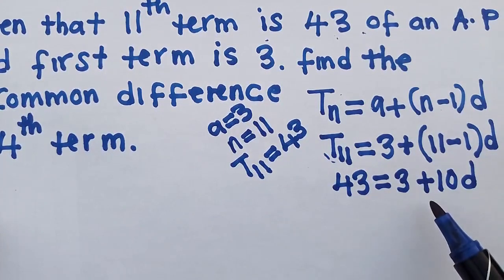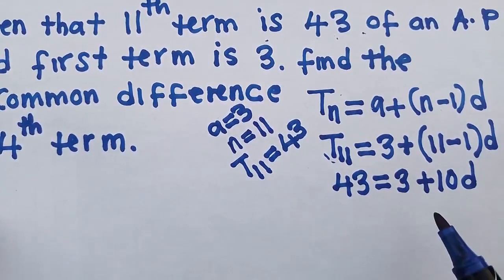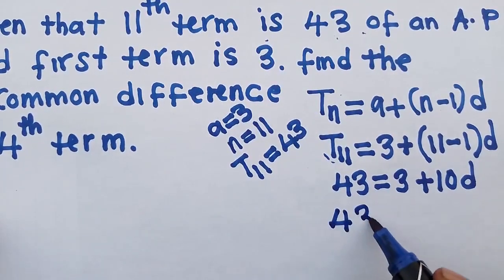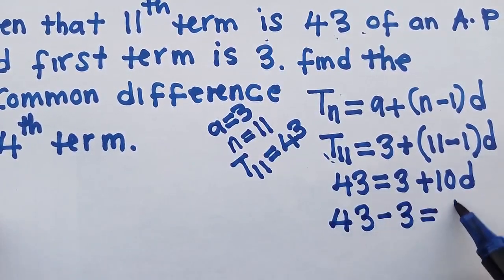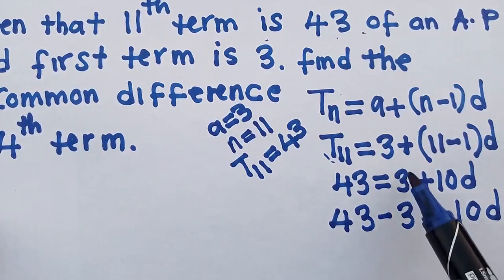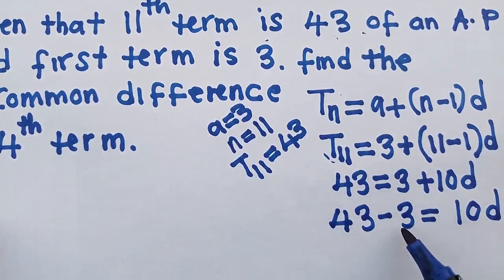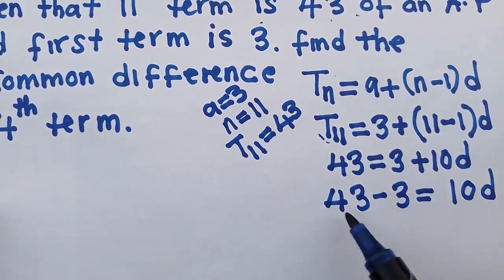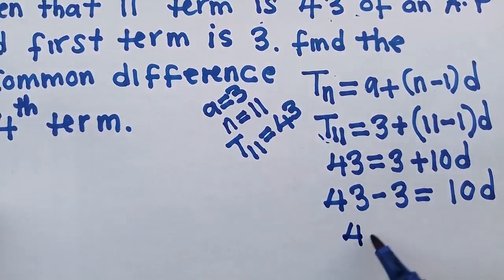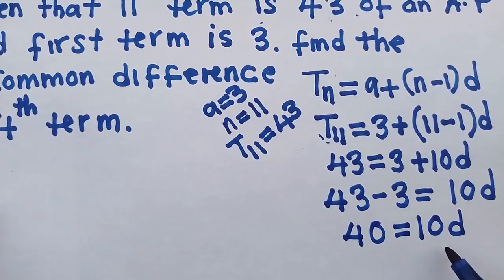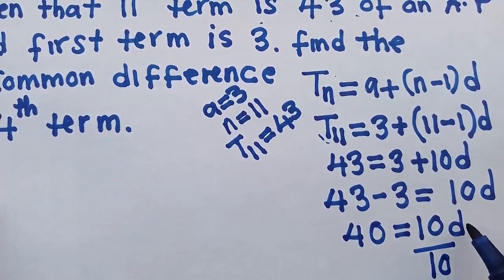What is the first thing we need to do? We group like terms. So we are going to group the like terms here, where I'm going to say 43 minus 3 is equal to 10d. This one has moved to the other side of the equation. When it moves to the other side of the equation, the sign is going to change. So 43 minus 3, that is 40. So I'm going to say 40 is equal to 10d, where I'm going to divide by 10, so that I find the d there.